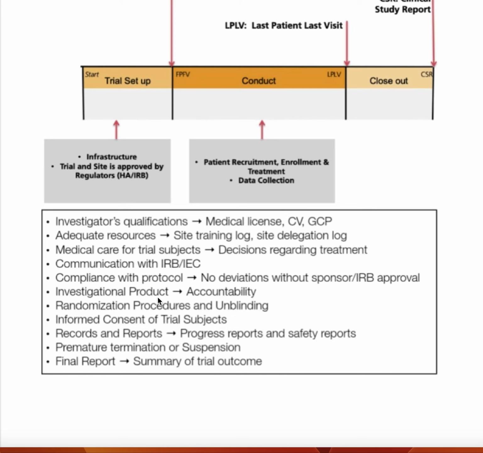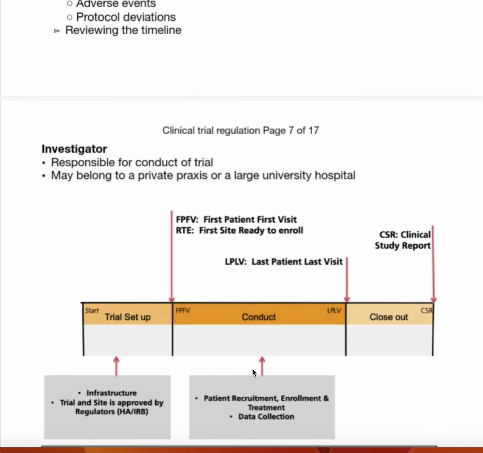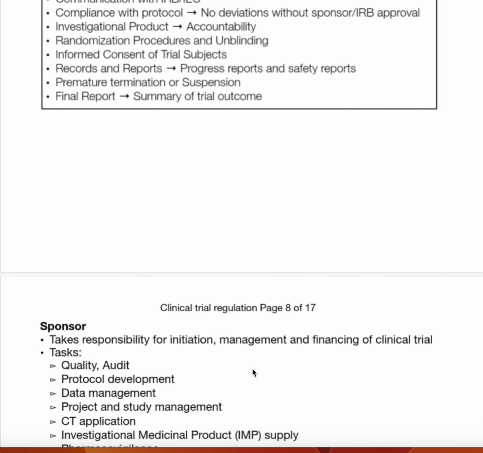Investigational product accountability, randomization procedures and unblinding are also the responsibility of the investigator, as are informed consent of trial subjects, records and reports, progress reports and safety reports, premature terminations or suspensions, final report, and summary of the trial outcome. So these are, we can say, under the responsibilities of the investigator.